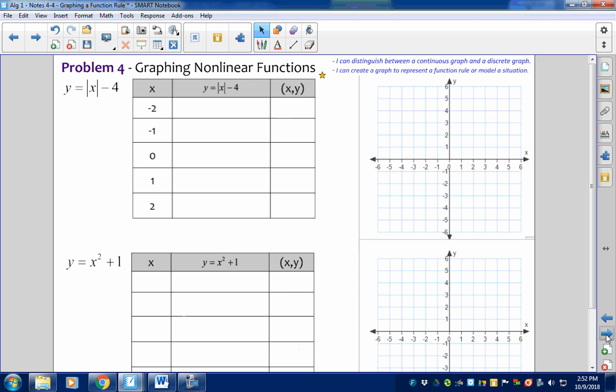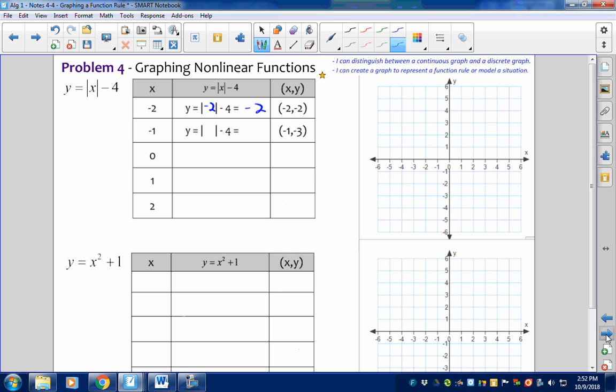Right here, when we plug in, do you know what this symbol means? No? Good guess. Absolute value. So here's what we're doing. We're taking the absolute value of -2, which is 2. 2 minus 4 is -2. To get the coordinate, -2, -2. So you've got to evaluate it at each of these x values.